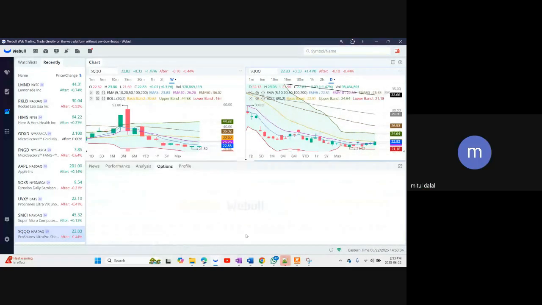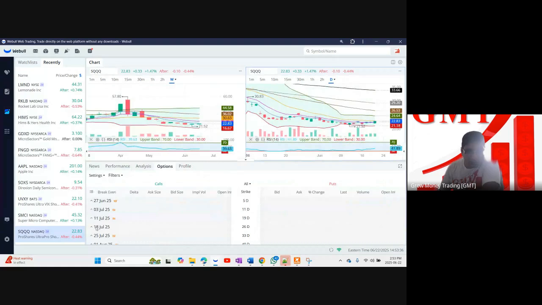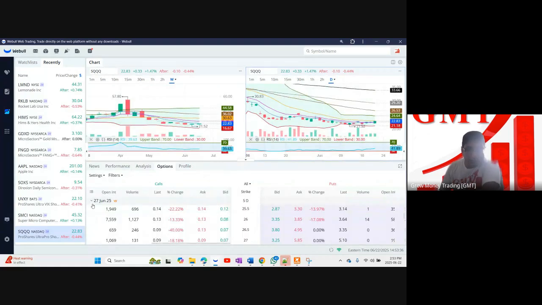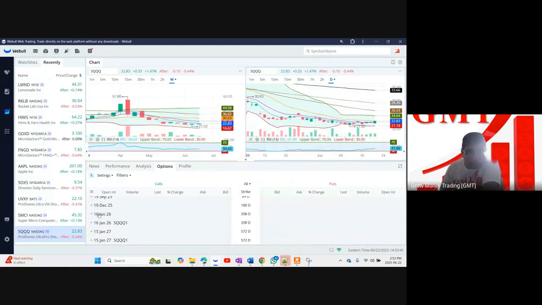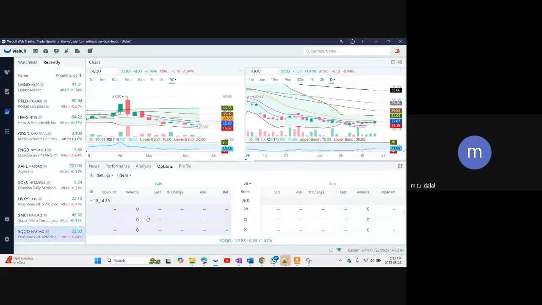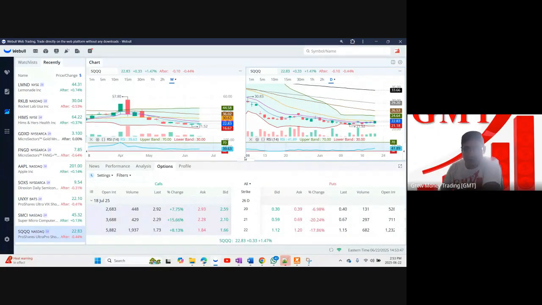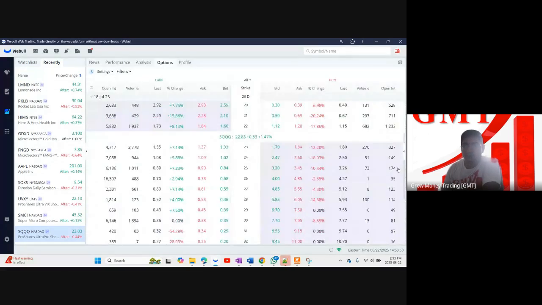Let me open the, and this is for those who trade options. And since Mithul has asked about it, your strike is 25, right?